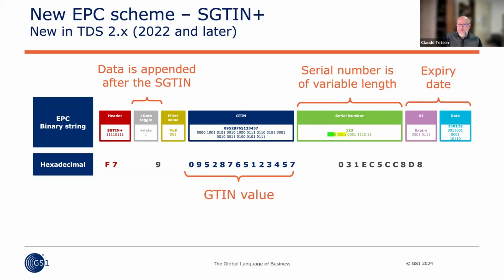The serial number is of variable length, so this is also interesting because you will only encode what you need. The shorter the serial number, the shorter the binary string. And finally, since the toggle bit of the EPC is set to 1, this means that there is additional information. In that case, this is an AI 17, which in GS1 means this is an expiry date. And after the AI value, you will have the date itself, so you will be able to filter tags based on the value of the date.